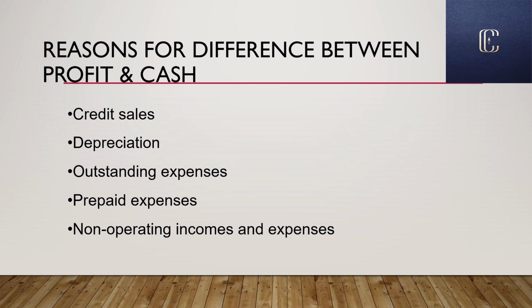The fifth one is non-operating income and expenses. They are not related to the main business. For example, profit on sale of land, loss on sale of machinery, interest received, and penalty paid. These affect the profit, but actual cash movement may differ in timing. So again, profit is not equal to cash.